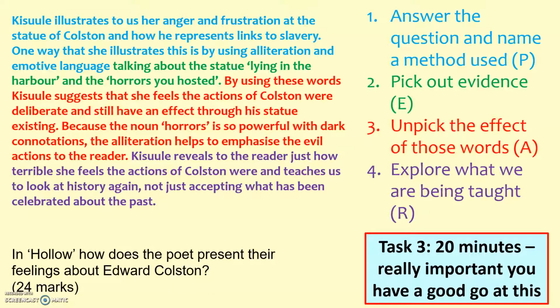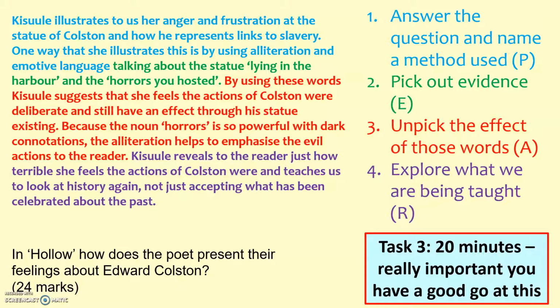So on the right hand side there, the 1, 2, 3, 4 PEAR steps for you to follow, they're colour coded along with the colour coding in the example answer, which I'm just going to read to you quickly. "Kinsule illustrates to us her anger and frustration at the statue of Colston and how he represents links to slavery." You could even make your first sentence a little bit longer than that, like what he did. "One way that she illustrates this is by using alliteration and emotive language." So here's my method. And here's my quote, talking about the statue lying in the harbour and "the horrors you hosted." So I've got the emotive language and I've got the alliteration of the H sound there.